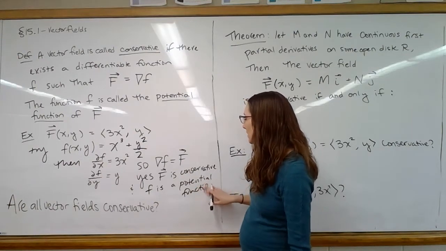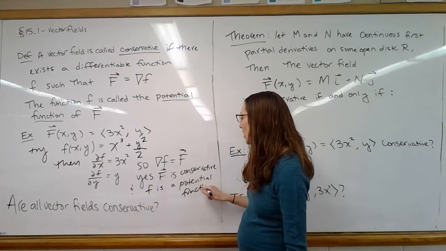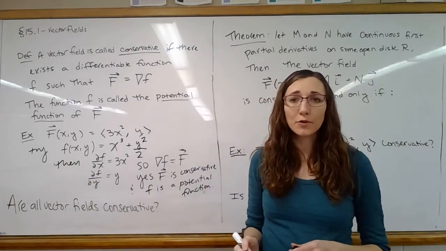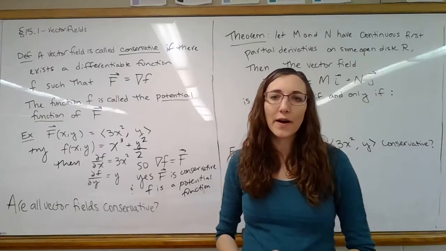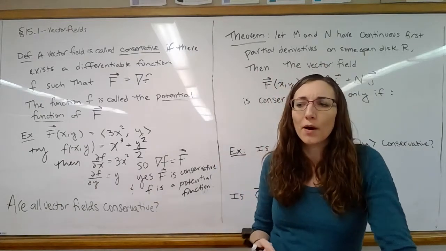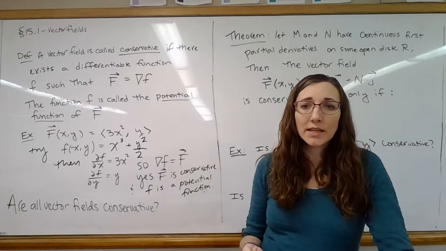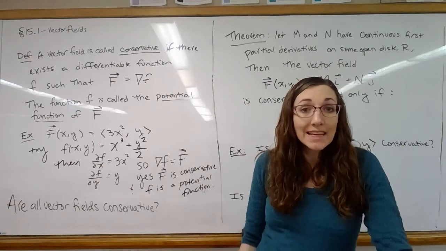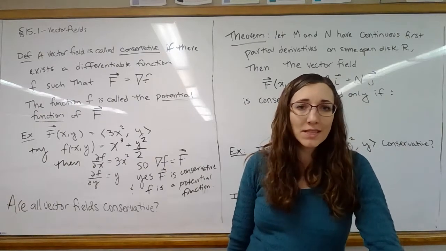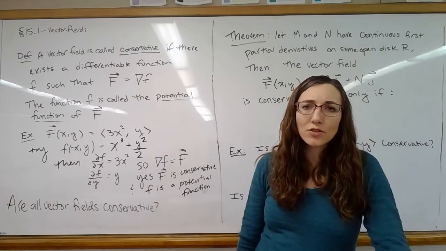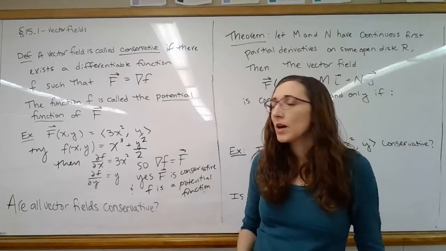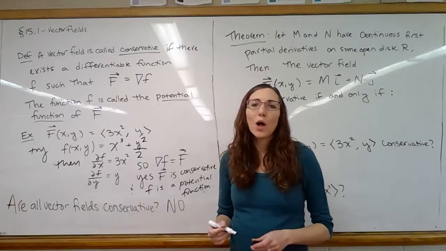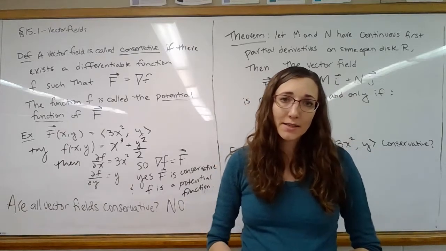So this isn't necessarily a great way to do that type of question because we just kind of got lucky that we found it. We're going to talk more later about how to find it. But the first question before we start to talk about how to find a potential function is, are all vector fields conservative? Is there always a potential function, or does it sometimes not exist? And the answer is no, they're not all conservative. So then, coming off of that, our question becomes, how do I decide whether or not a vector field is conservative?